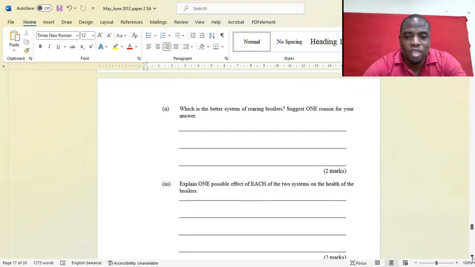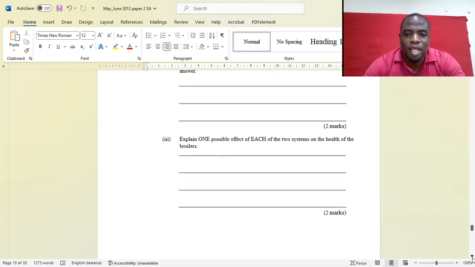One possible effect of each of the two systems on the health of the broilers. Now we know that the sand basically has some positive attributes. It reduces the buildup of flies, infestation. It also means respiratory illness will not occur as often when you use sand. And of course, there are disadvantages to the feet of the birds. When the birds are placed on the sand, it can basically damage their feet.